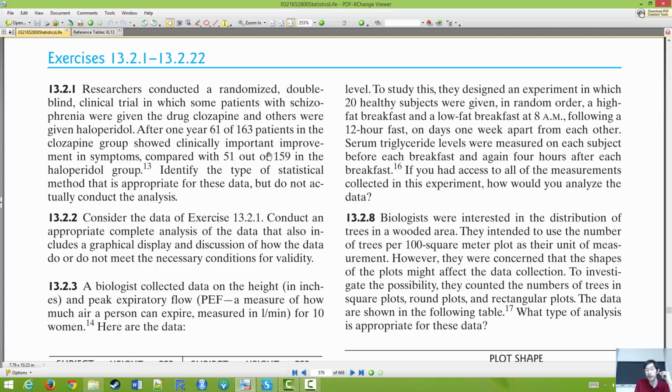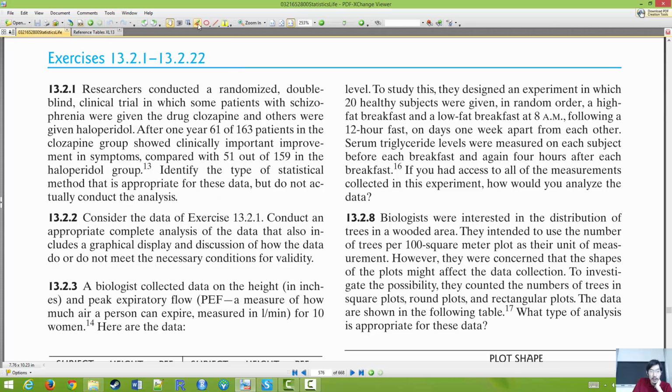And then what is our response? It's a numerical response. It's actually a categorical response, okay? It's did they show clinically important improvement in symptoms? So did they show improvement in symptoms, yes or no? So we have a categorical response, did they improve, yes or no, and a categorical predictor, which drug did they receive? Clozapine or haloperidol, okay? I don't even know if I'm pronouncing that correctly. So we've got two categorical variables, and so in this case, we would use the chi-squared test for independence.